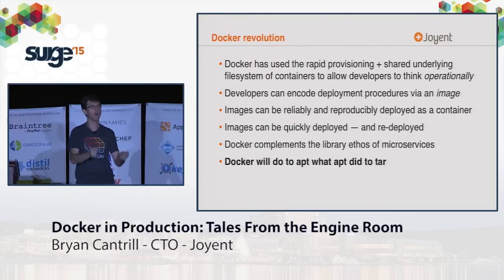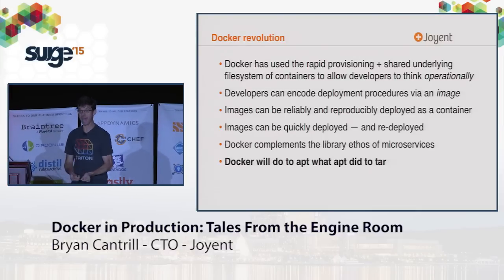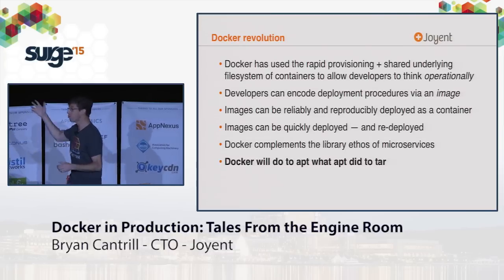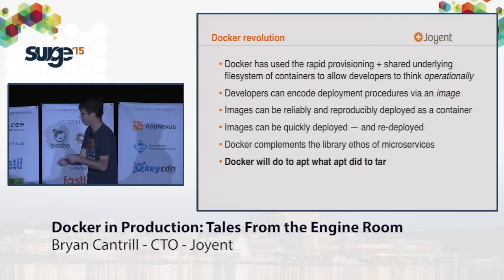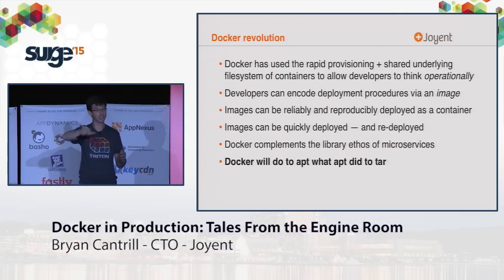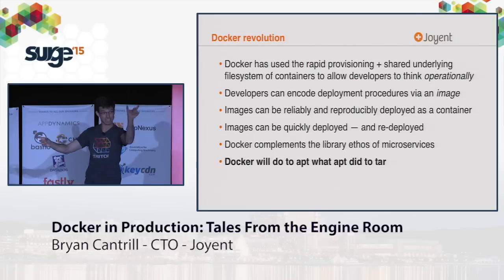Containers allow us to solve that problem by allowing developers to think operationally and allowing those that operate software to think in terms of software development. So it is a true realization of this kind of DevOps ethos. Developers can encode deployment procedures via an image. Images can be reliably deployed into production, so you get exactly what you wanted. If you want to roll back, you can roll back to this other image.